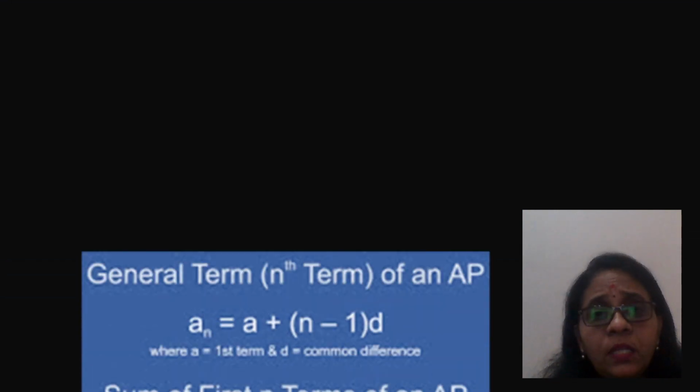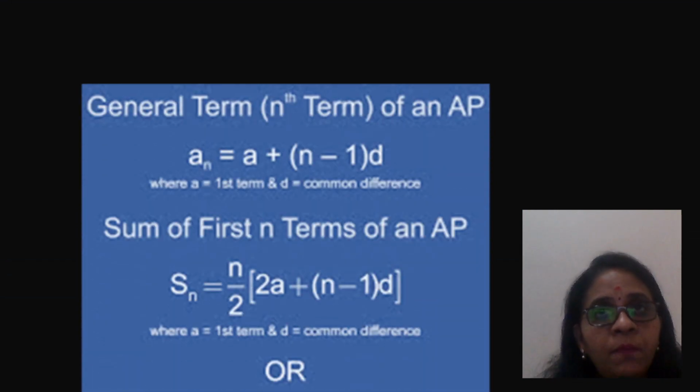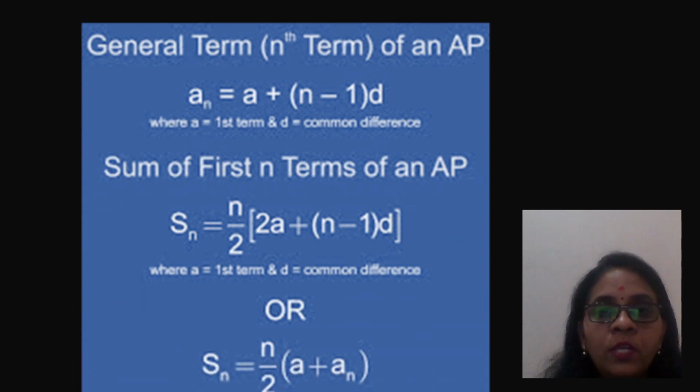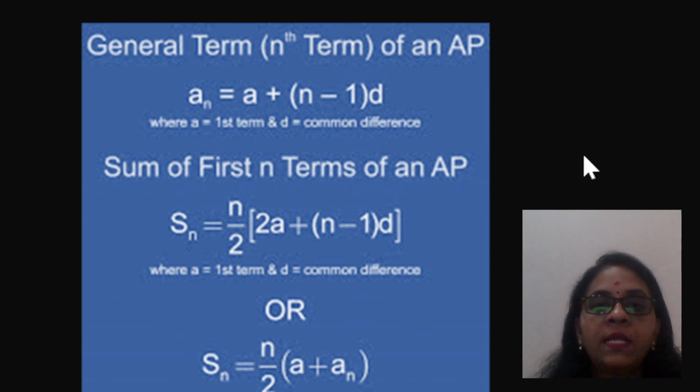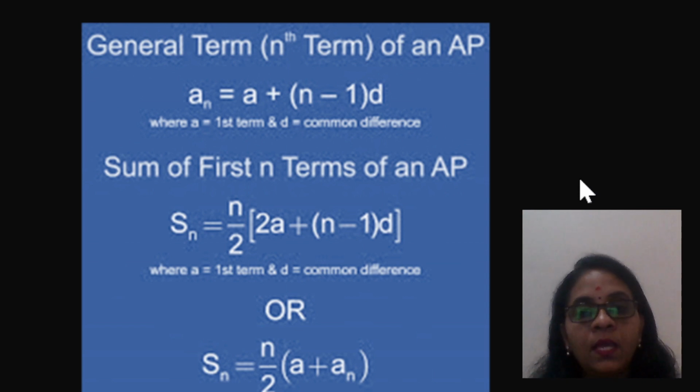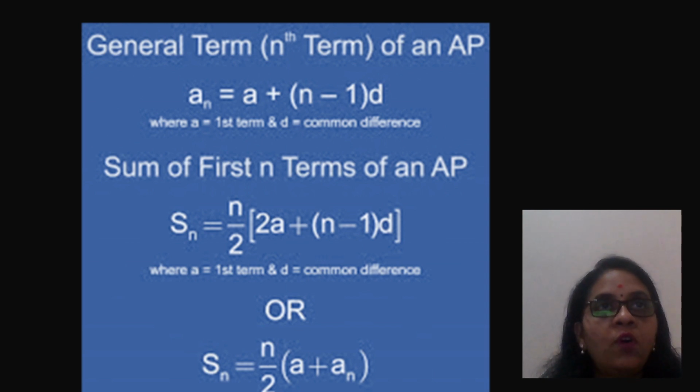So the general or the nth term of the AP, as we have discussed in the previous video, is an is equal to a plus n minus 1 into d, and the sum of the first n terms, Sn, is n by 2 into 2a plus n minus 1 into d. Children, this is a key formula that you have to remember for Sn. Sn is equal to n by 2 into 2a plus n minus 1 into d.